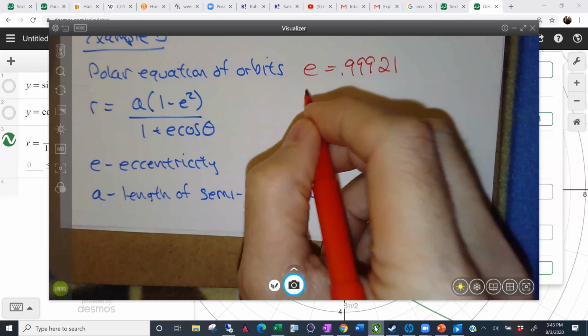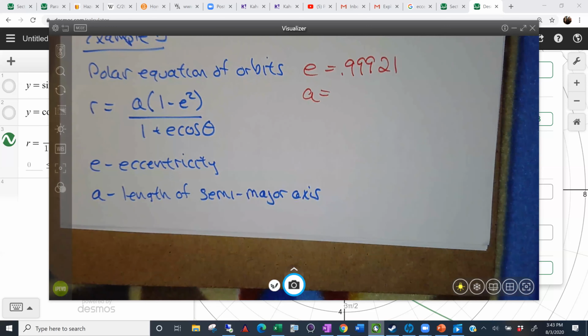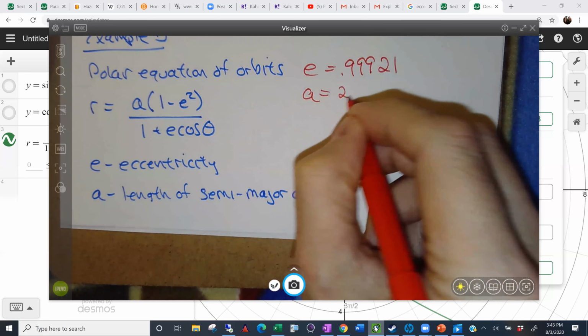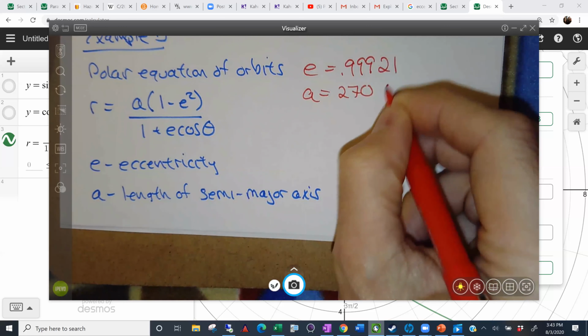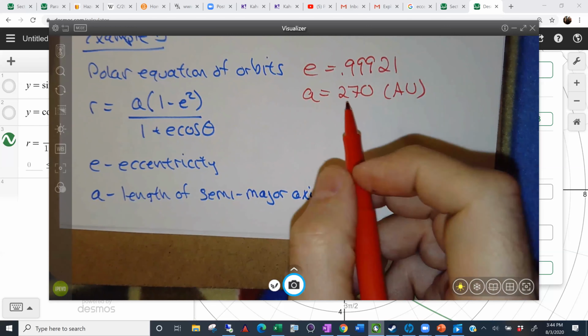And A, the length of its semi-major axis, is 270. That's going to be in astronomical units. We'll just leave it like that. An astronomical unit is the distance between Earth and the Sun, about 93 million miles, 149.6 million kilometers. So, okay, not so bad. Let's put it in and see what we get.